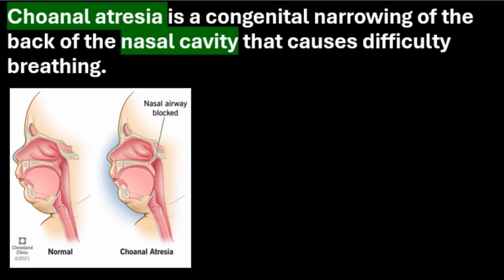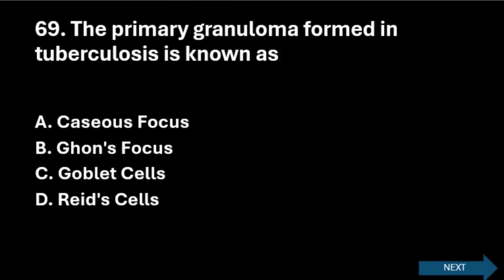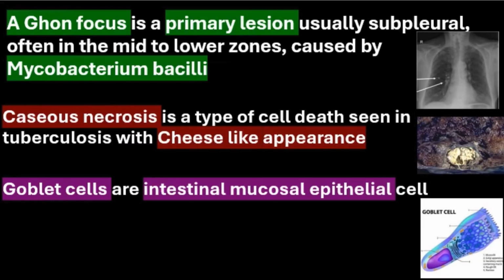Next question. The primary granuloma formed in tuberculosis is known as: option A, caseous focus; option B, Ghon's focus; option C, goblet cells; option D, Reid cells. The right answer here is Ghon's focus. A Ghon's focus is a primary lesion, usually subpleural, often in the mid to lower zone, caused by Mycobacterium bacilli. Caseous necrosis is a type of cell death seen in tuberculosis with a cheese-like appearance. You can see the diagram here. Goblet cells are already in the intestinal mucosa, in the epithelial cells.